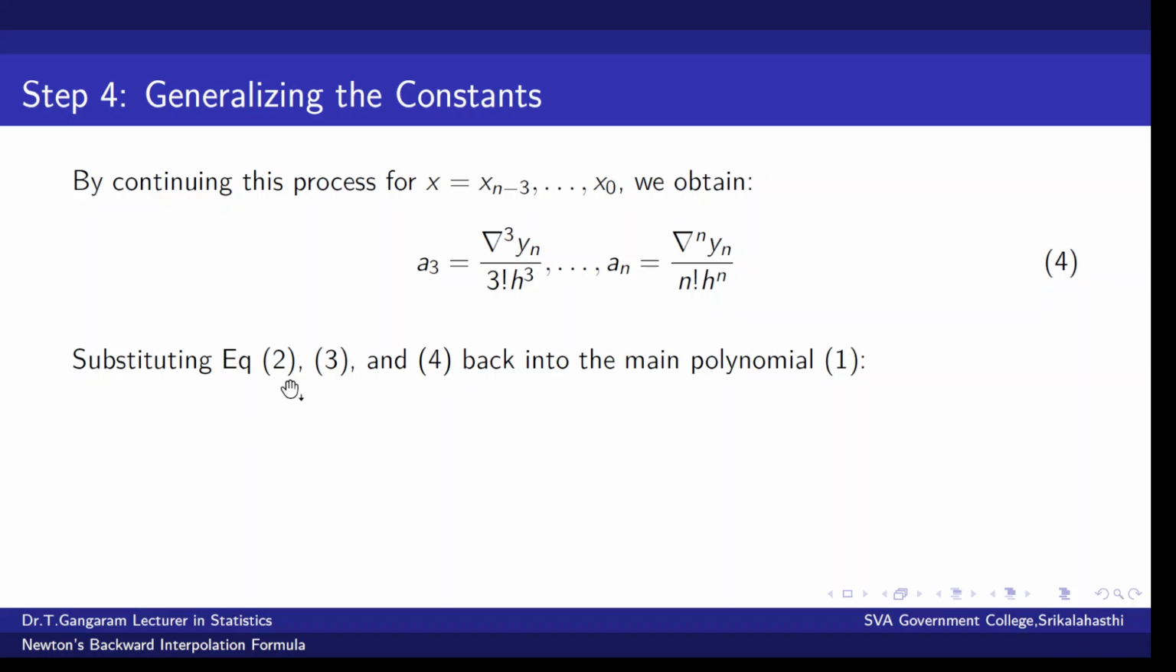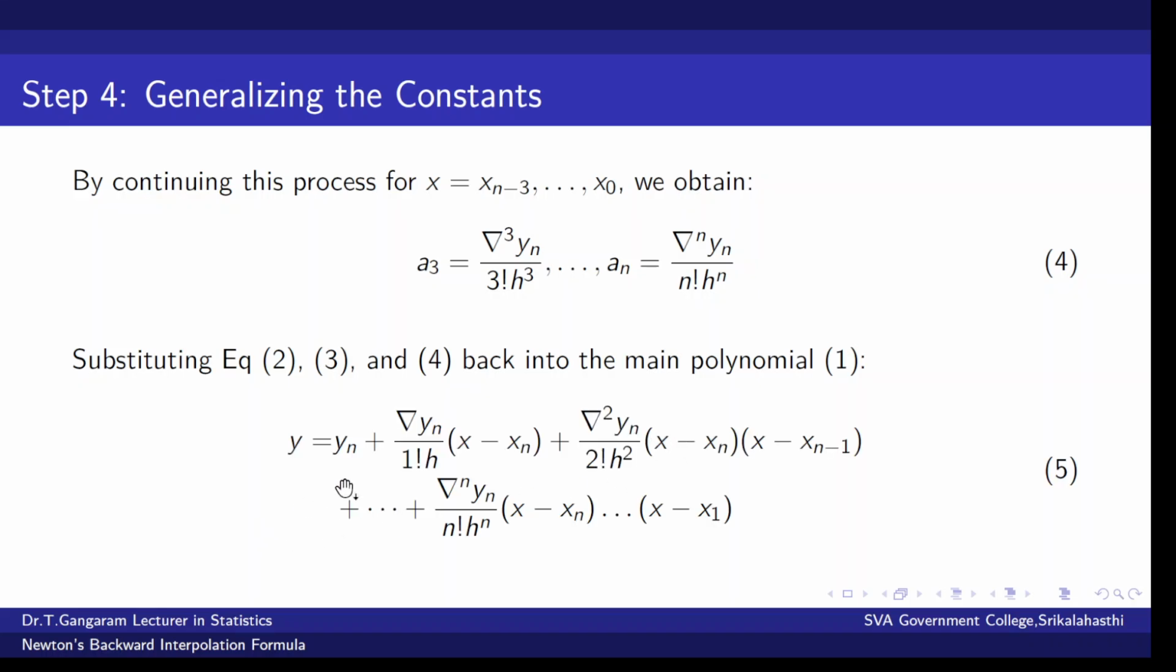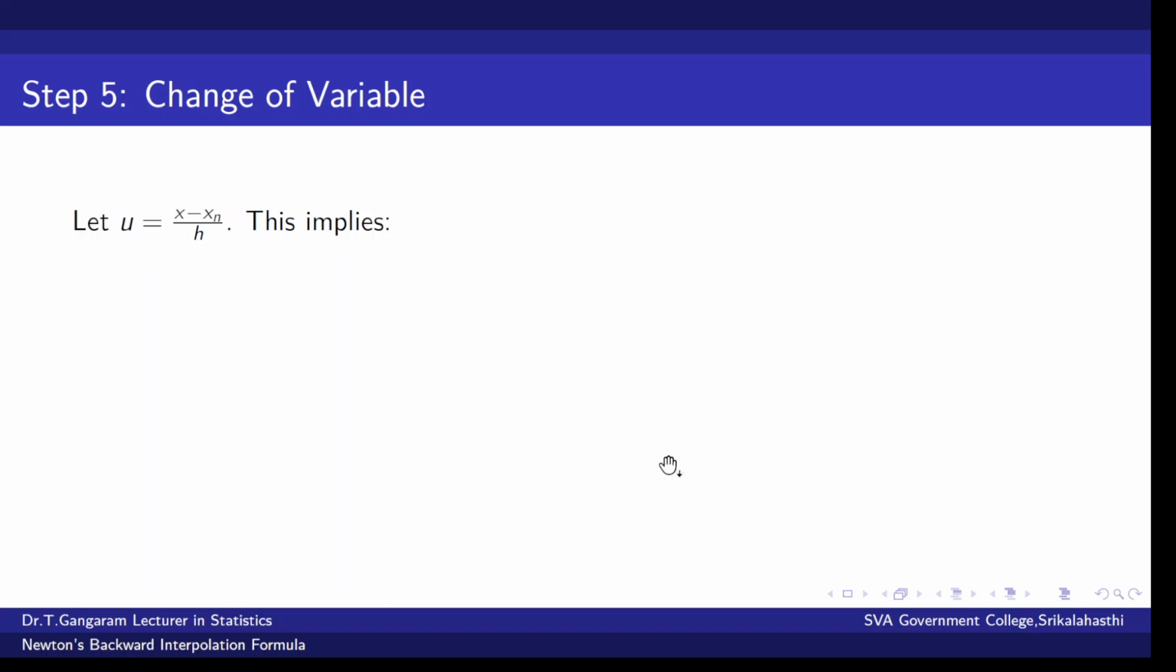Substituting equation 2, 3 and 4 and a0 values into the main polynomial, instead of a0, yn, this is a1, a2 and so on, this is an. This is our fifth equation.